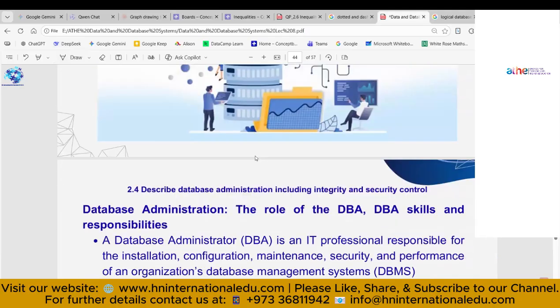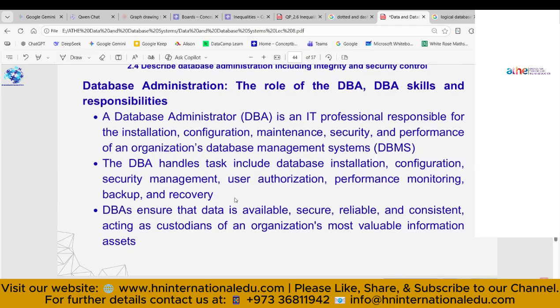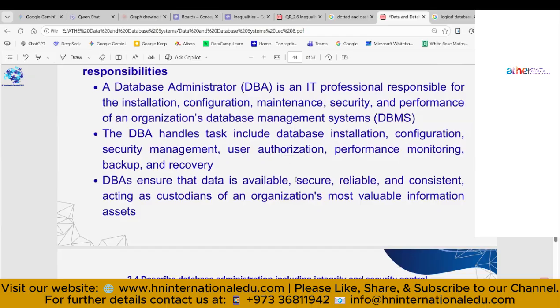Okay, next is the role of database administrators, skills and responsibilities. So what's a database administrator? A database administrator is basically an IT professional who is responsible for installation, configuration, maintenance, security and performance of an organization's database management system. The DBA handles tasks including database installation, configuration, security management, user authorization, meaning who to give access to, performance monitoring, backup and recovery. DBAs ensure that data is available, secure, reliable, and consistent. They act as custodians of an organization's most valuable information assets.